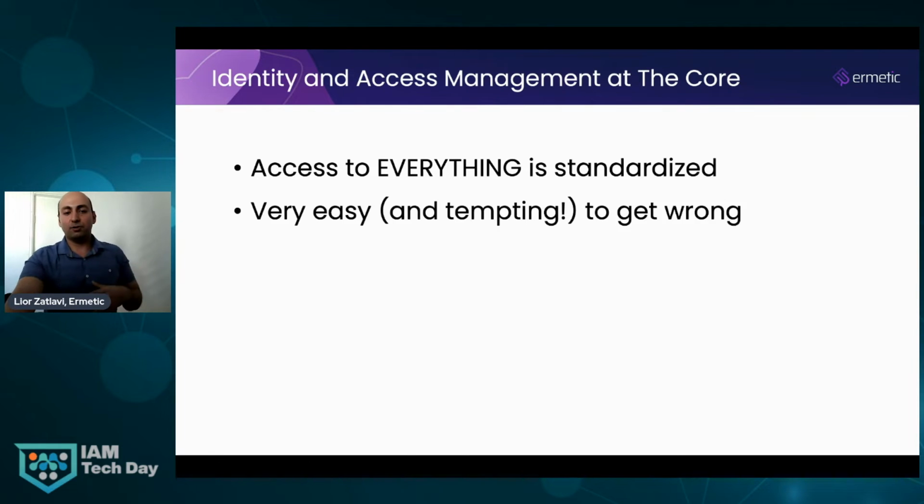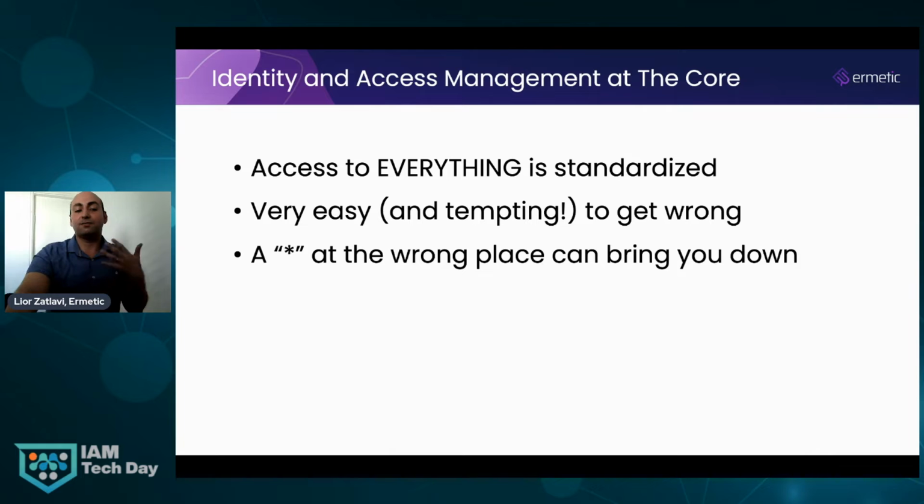And as we mentioned before, it's very easy and also very tempting to get this wrong, because the most tempting thing that a practitioner in the cloud can do is just say, I want things to work, so I'm going to give the permissions as wide as I possibly can. And it's very easy to do so in the cloud, because if you just put a star in the wrong place, you might actually bring down the entire environment by exposing the wrong kind of access to the wrong entity.